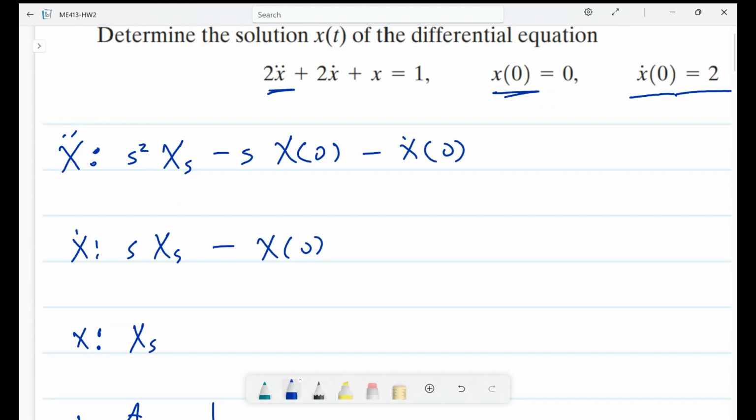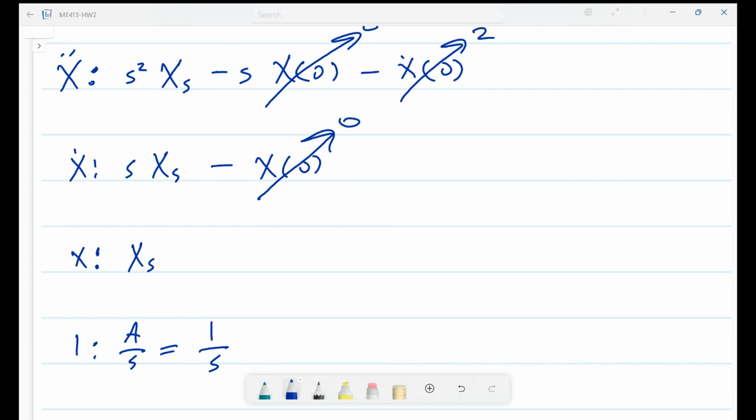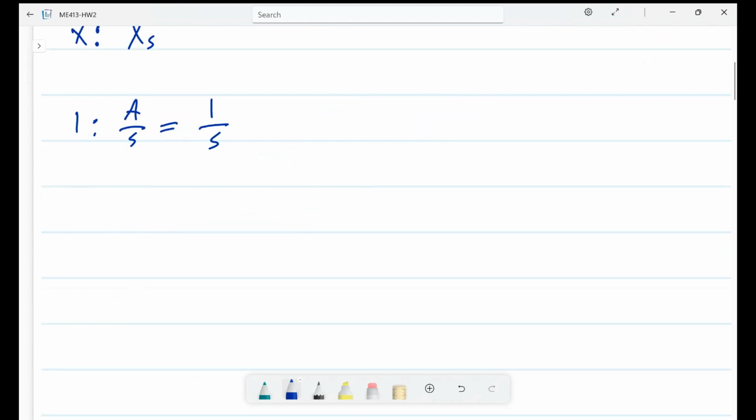Now, before plugging this transformation back into our original equation, we need to first simplify it using our initial conditions. So this will go to 0 as indicated in the initial condition, and this will go to 1. This also will go to 0. Now we will plug these back into our original equation.